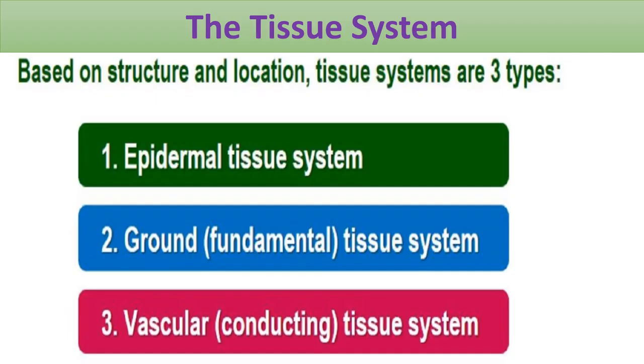In previous lecture also you studied about types of tissues based on cell division, and now this is classification of tissues based on structure and location of the tissue. Okay, so based on structure and location, tissue systems are of 3 types: epidermal tissue system, ground tissue system and vascular tissue system, that is also called conducting tissue system.